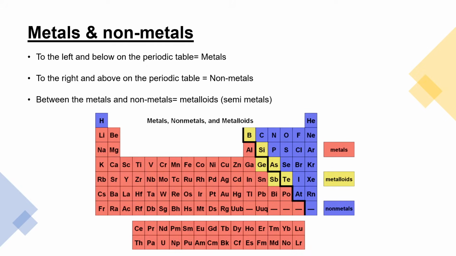With regards to metals and nonmetals, if we were to have a look at our periodic table, to the left of the periodic table and below, it represents the metals. In this periodic table given to you, the metals are represented in red. To the right and above on the periodic table will be nonmetals, and they are represented in a bluish purple color. And between the metals and nonmetals will be our metalloids, or another name for them will be semimetals.